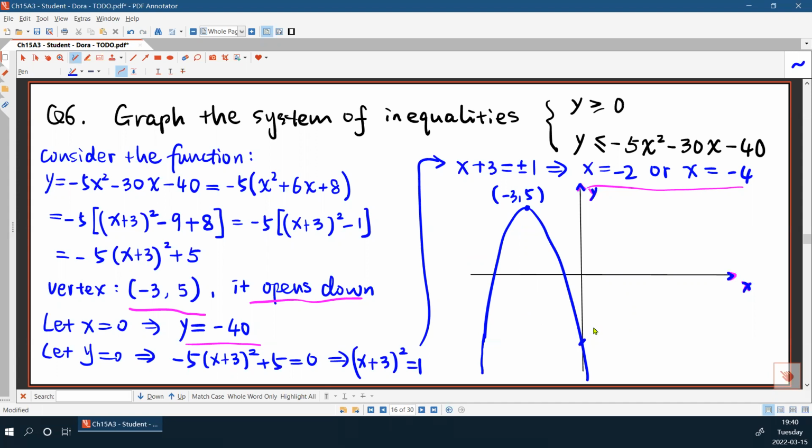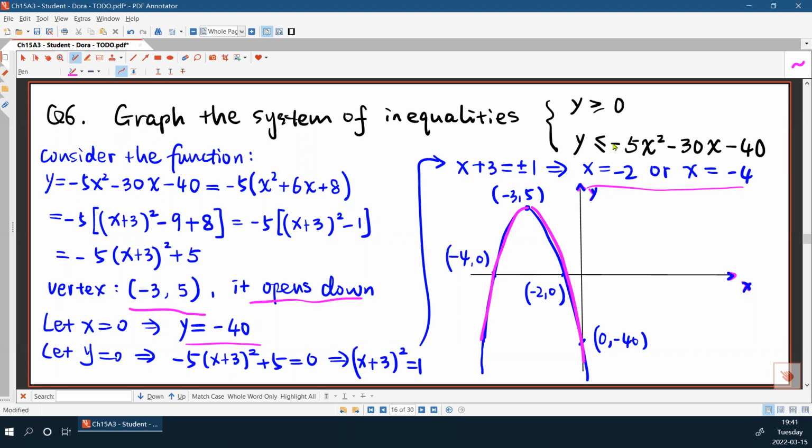Okay, y-intercept is here, which is 0, negative 40. And one of the x-intercepts is here, negative 4, 0. And the other one is negative 2, 0, right? Okay, so let's go back to the inequality. Inequality states that y is less than or equal to. So first of all, equal to means that the boundary should be included, right? So the boundary should be included in this region.